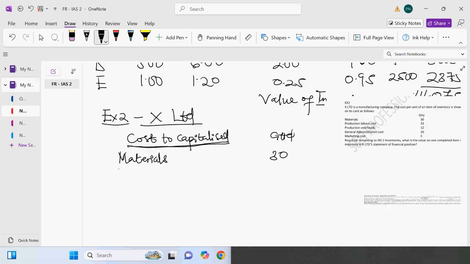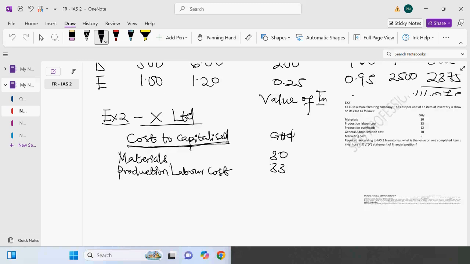Production labor cost. Will it be capitalized or will it be expensed? Capitalized. Why do we capitalize production labor cost? Because it can be directly attributable to the inventory. Exactly. So production labor cost is 33.